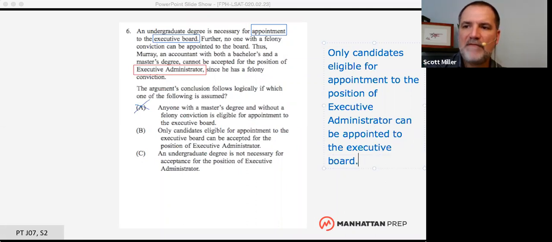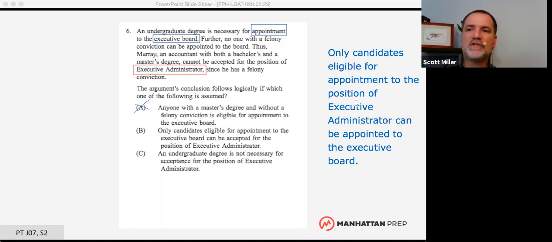So I might have another answer choice that talks about a connection between executive administrator and the executive board. Maybe answer choice D does this. So I wouldn't want to pick the first answer that I see just because it looks right. Even if you're pretty sure that it's right, I always want to look at the remaining answer choices and be on the lookout for another answer choice that looks really similar. If this is the only answer choice that connects being on the executive board with being accepted for the position of executive administrator, then we're good.